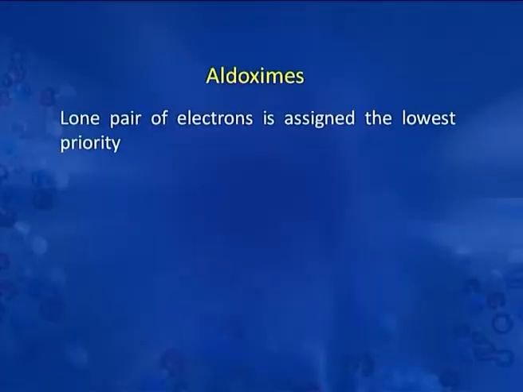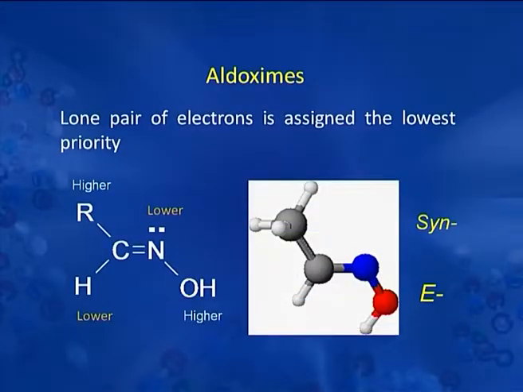We can use this EZ nomenclature for assigning the configuration in case of aldoximes also, that we had studied in our previous session, where we used syn and anti for their configuration. In aldoximes, one of the positions on nitrogen is occupied by lone pair of electrons, and we have seen earlier that lone pair of electrons is assigned the lowest priority.